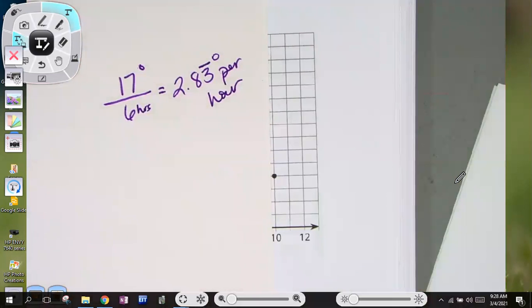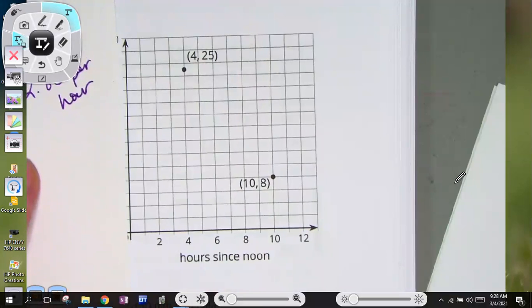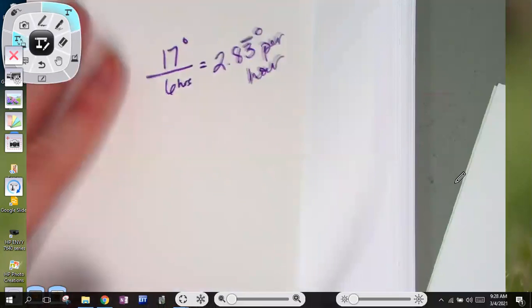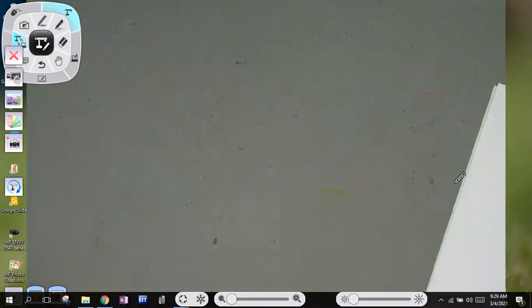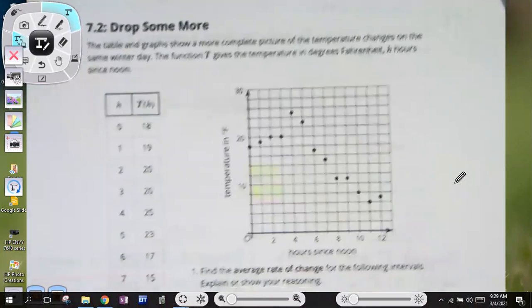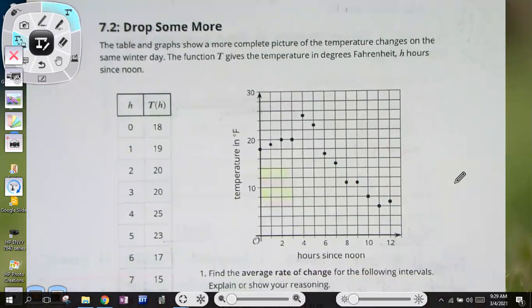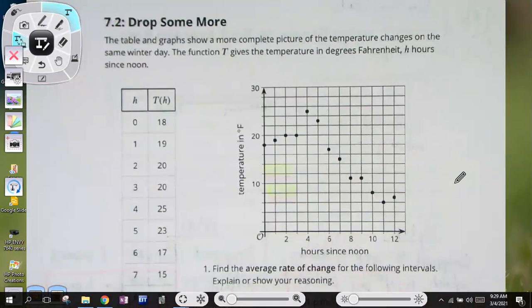So were we able to find the rate with just those 2 points? Yes. Okay. Last question. It says, if not, why? Okay, so now looking here, same situation, temperature, hours since noon, but this time, what do you notice? There's a lot more points, okay? So we have a lot more information now. It says the table and graph show a more complete picture of the temperature changes on the same winter day.